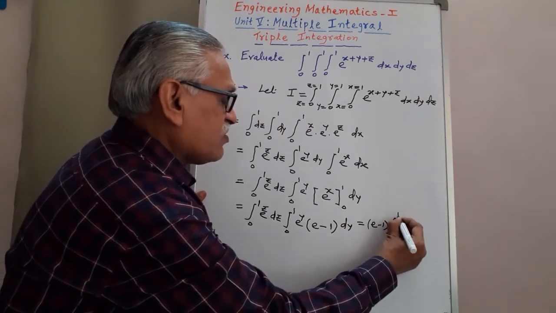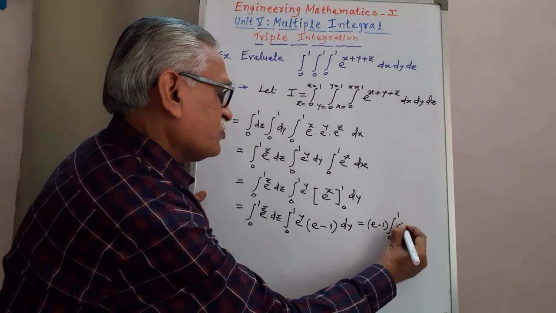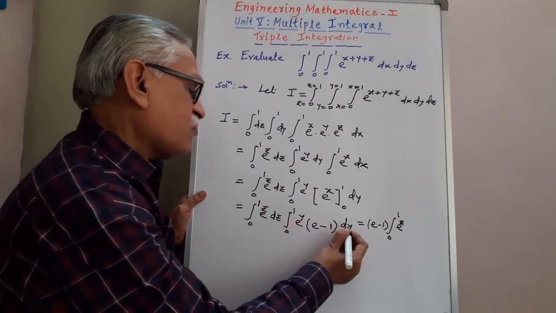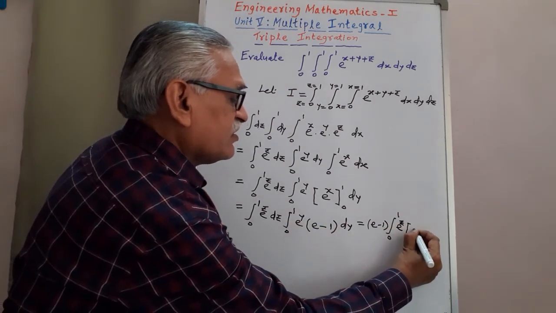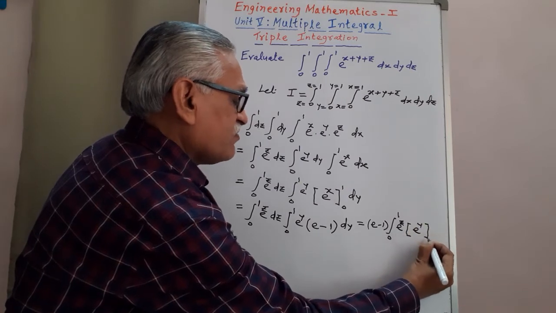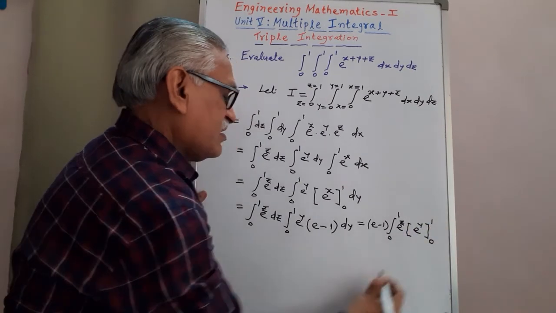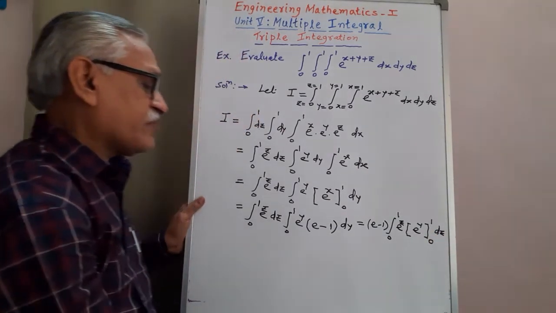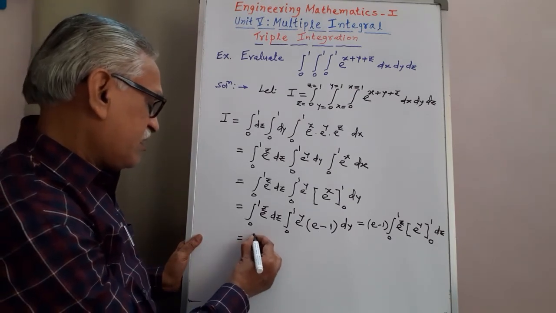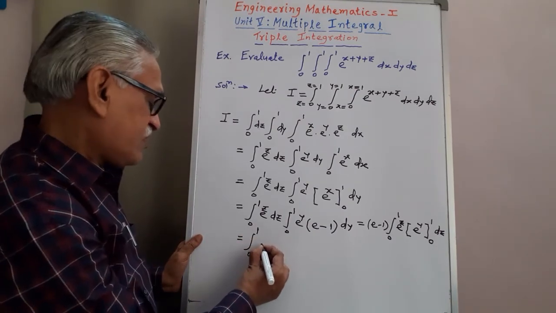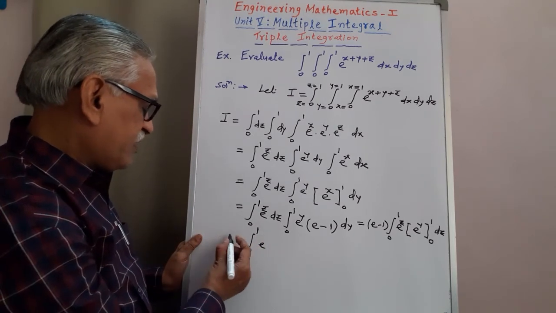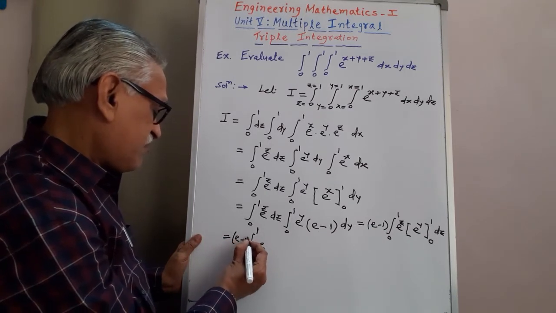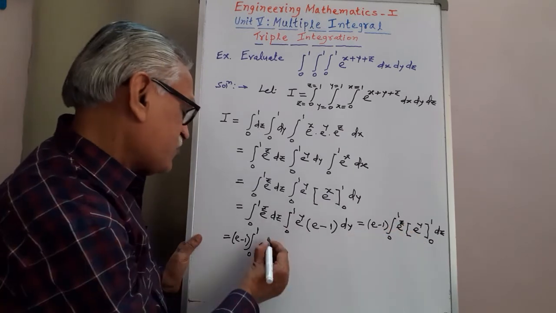Integration from 0 to 1 of e raised to z. Integration of e raised to y with respect to y is e raised to y, limit from 0 to 1, and then we have to integrate finally with respect to z. Therefore it is integral from 0 to 1, and it equals the outer e minus 1, which we keep as it is, e raised to z.